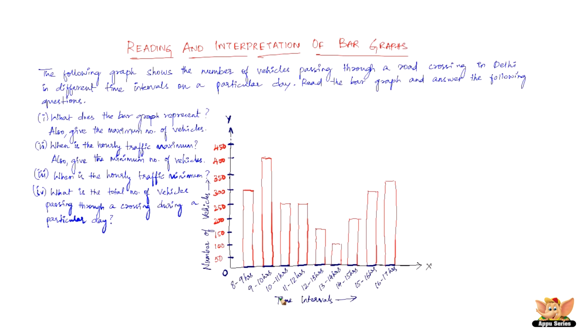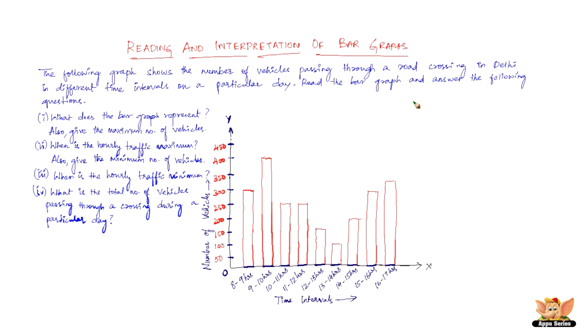We have in the x-axis the time intervals, that is between 8 to 9 o'clock in the morning, 9 to 10 o'clock in the morning, 10 to 11, and so on till 16 to 17 hours in the evening, that is 4 o'clock to 5 o'clock in the evening. And in the y-axis, that is the vertical axis, we have the number of vehicles passing through. So we can clearly see that this bar graph represents the number of vehicles passing through a particular crossing of Delhi in different time intervals on a particular day. Now the next question is also give the maximum number of vehicles. The maximum number of vehicles is 400, the time during 9 to 10 o'clock in the morning.